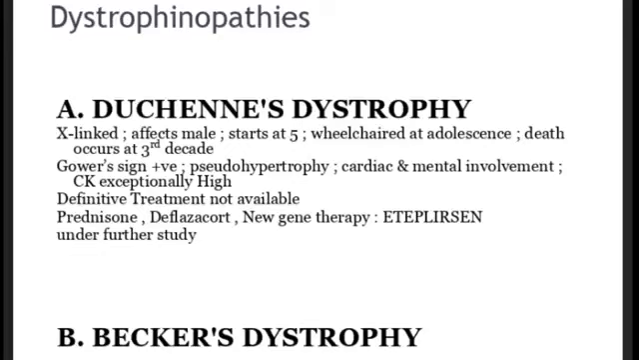Another type of dystrophinopathy is Becker dystrophy. It is also X-linked and associated with a pattern of weakness similar to that observed in Duchenne. Its average onset and age at death are later than those of Duchenne dystrophy, and cardiac and cognitive impairment do not occur.